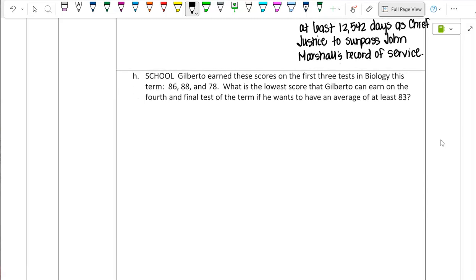All right, the next one, school. Gilberto earned these scores on the first 3 tests in biology this term: 86, 88, and 78. What is the lowest score that Gilberto can earn on the 4th and final test of the term if he wants to have an average of at least 83? So we're going to say let x equal the 4th biology test.